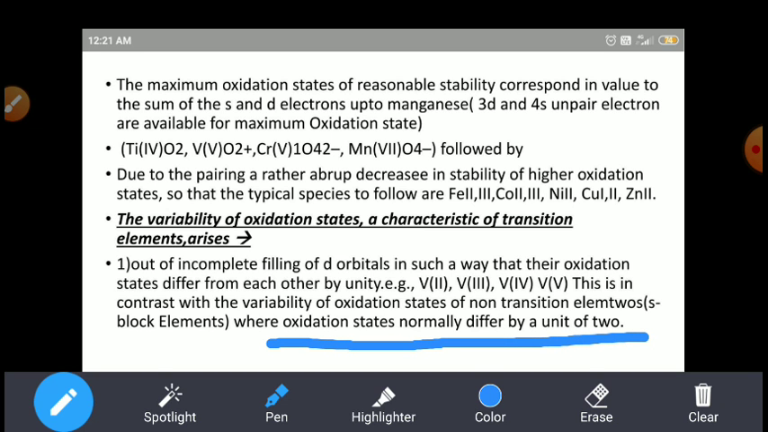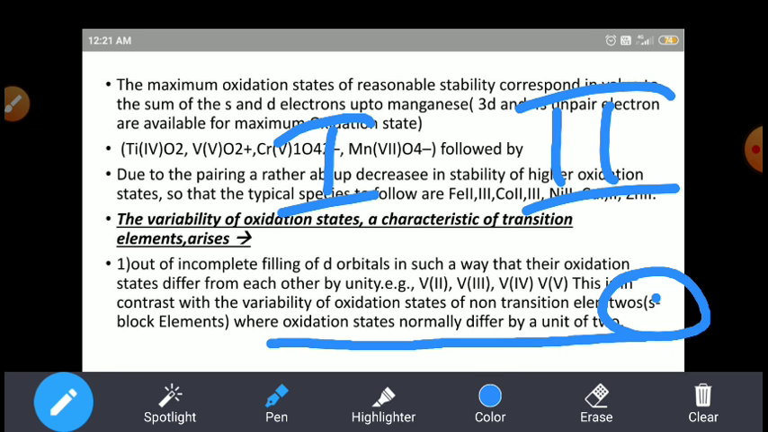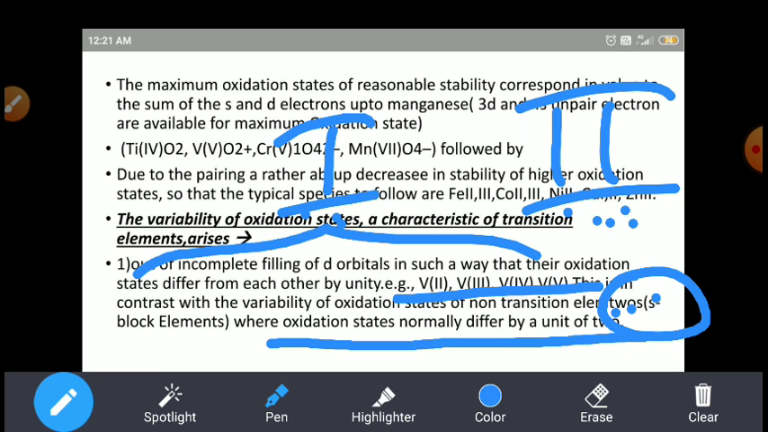So where the oxidation state normally differs by a unit of 2, the s block elements are there. The s block elements exhibit the oxidation state either +1 or +2: the alkali metals +1 and the alkali earth metals +2. The non-transition elements do not exhibit more than +2. But here, due to the incomplete filling, they exhibit a variety of oxidation states. So clear, students?